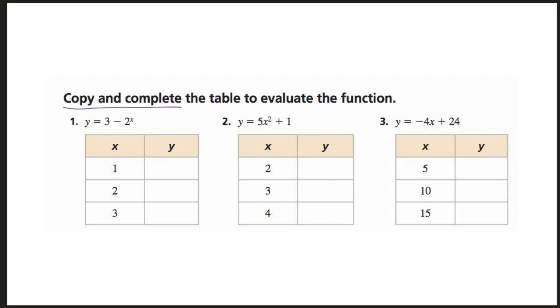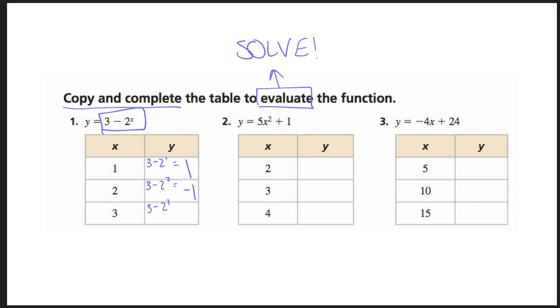All right, so we are going to copy and complete the table to evaluate the function. Once again, evaluate means solve. So on your papers, you will copy the tables down. Starting with number 1, we've got 3 minus 2 to the x. We are going to plug in 1, 2, and 3 for our x values. So starting off, I have 3 minus 2 to the first is 1. 3 minus 2 squared, which is 3 minus 4, is negative 1. And then 3 minus 2 to the third, which is 3 minus 8, is negative 5. Not too bad. Let's go ahead and take a peek at this next one.